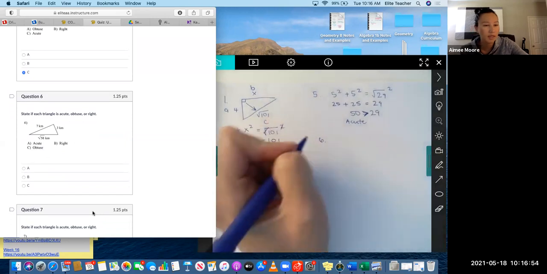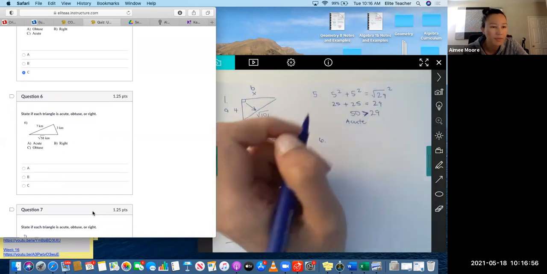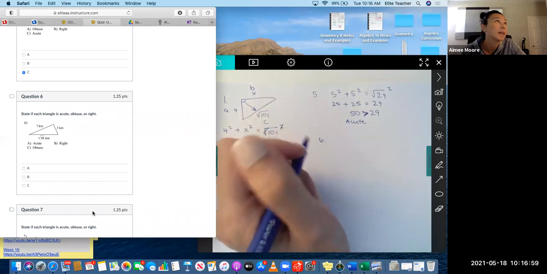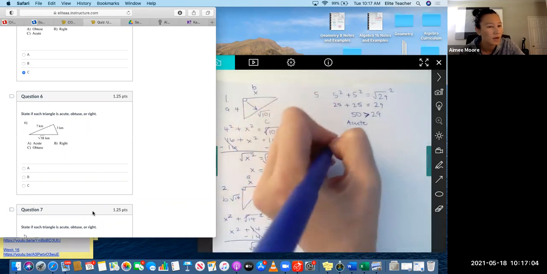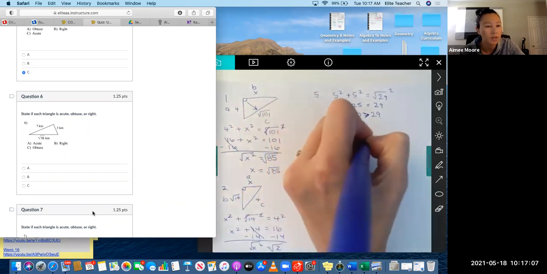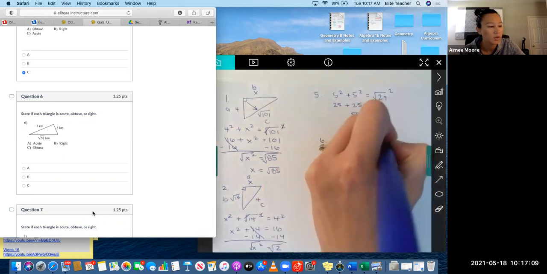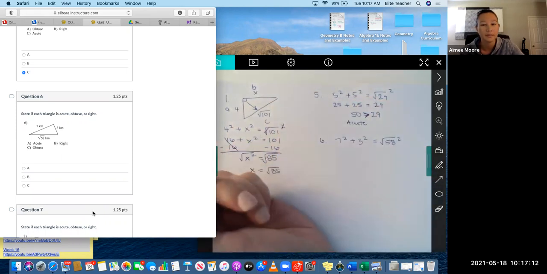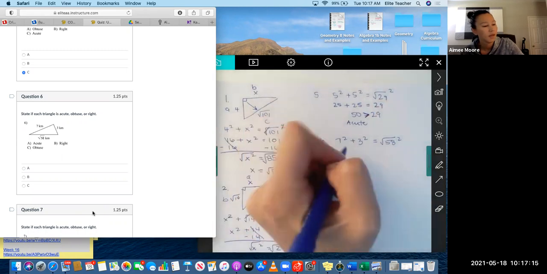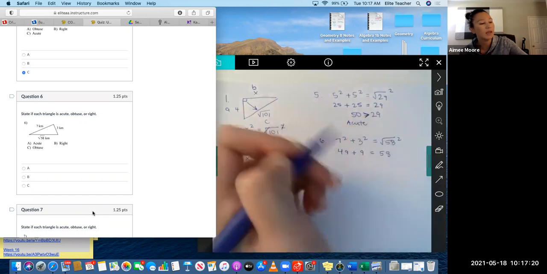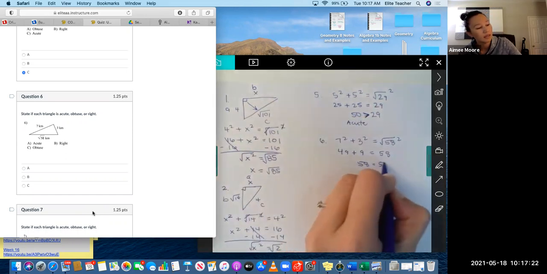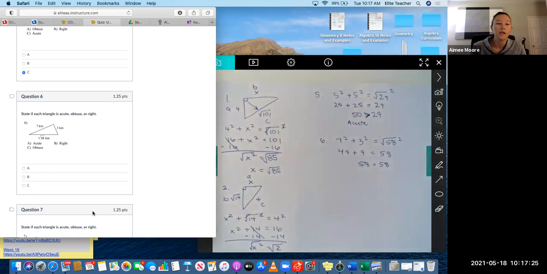Okay, let's look at number 6. So let's see, the square root of 58, that's the largest side, because that would be between 7 and 8. So we do 7 squared plus 3 squared equals the square root of 58 squared. Then we just simplify. 49 plus 9, does that equal 58? Yes, it does. So then we know that this is a right triangle because a squared plus b squared equals c squared.